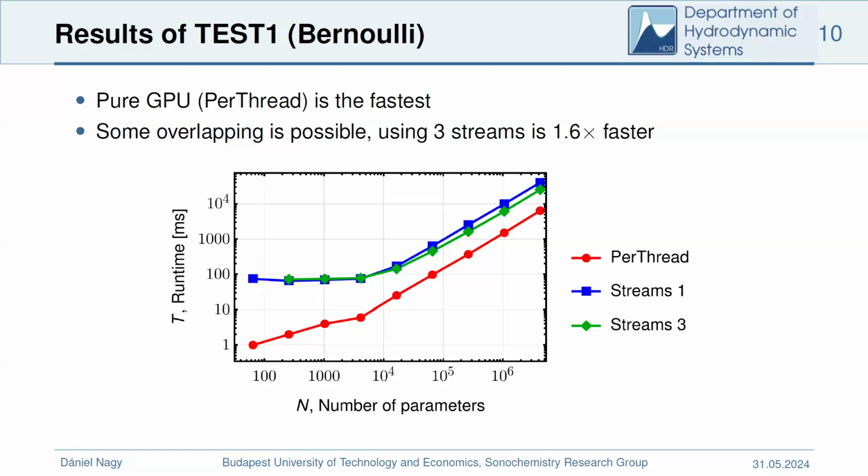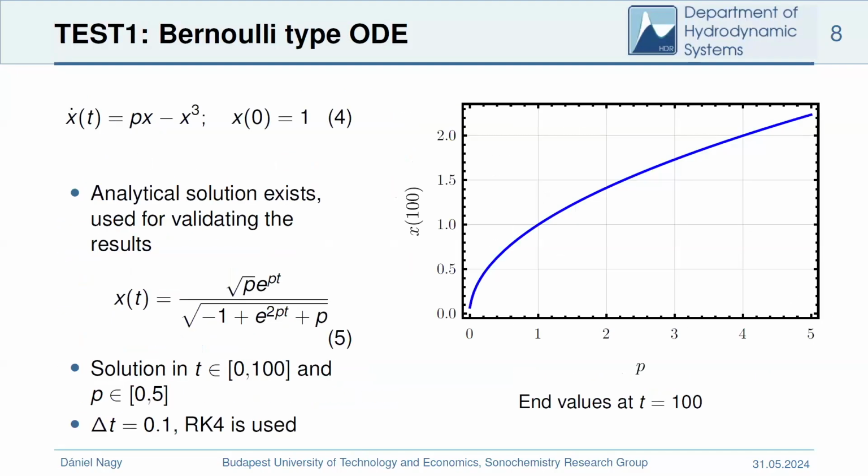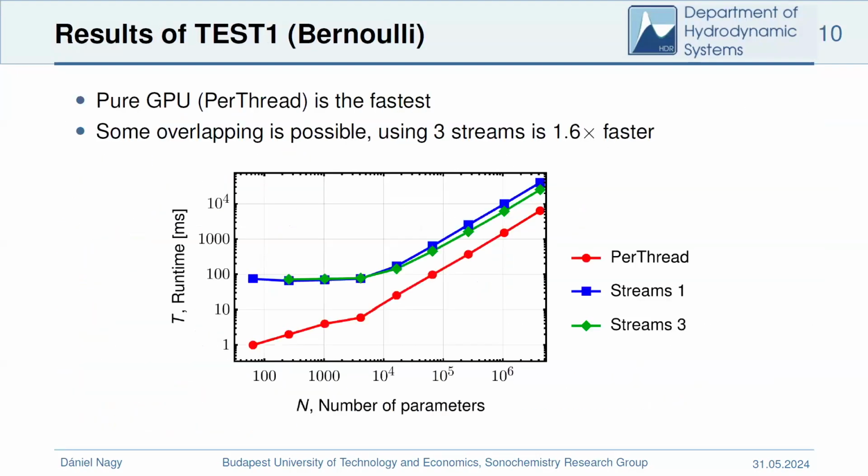First, about the Bernoulli type differential equation. Here in this graph, you can see the number of parameters, which is in our case equal to the number of threads, and the runtime on an NVIDIA GPU. Here the red is the per-thread approach, which is when we only use the GPU, and the streams is the approach when we are using the CUDA streams, in the blue one stream and in the green one 3 streams.